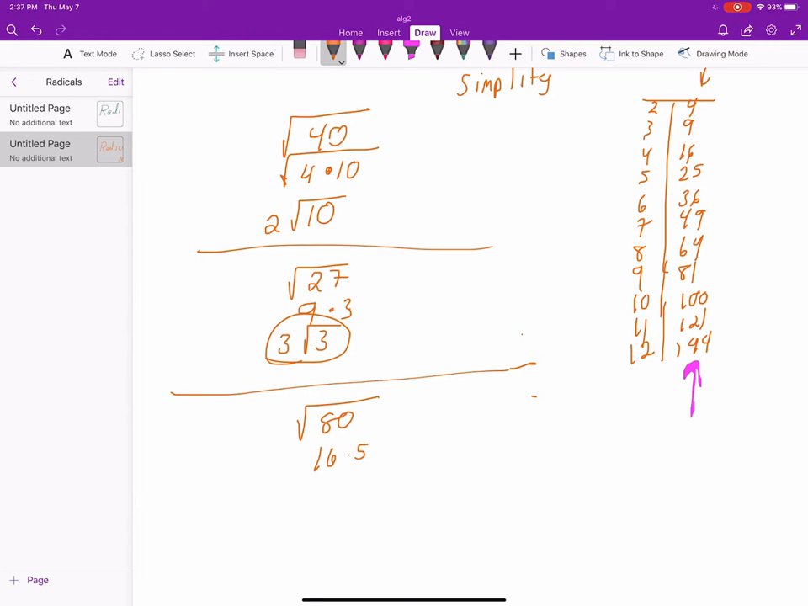See, we want to find the largest, because if you don't, then you're just going to have to simplify again. So now we're going to take the square root of 16. The square root of 16 is 4, so the 4 drops on the outside. The 5 stays on the inside. And again, that's how you're simplifying. These are square roots that we're working with here.